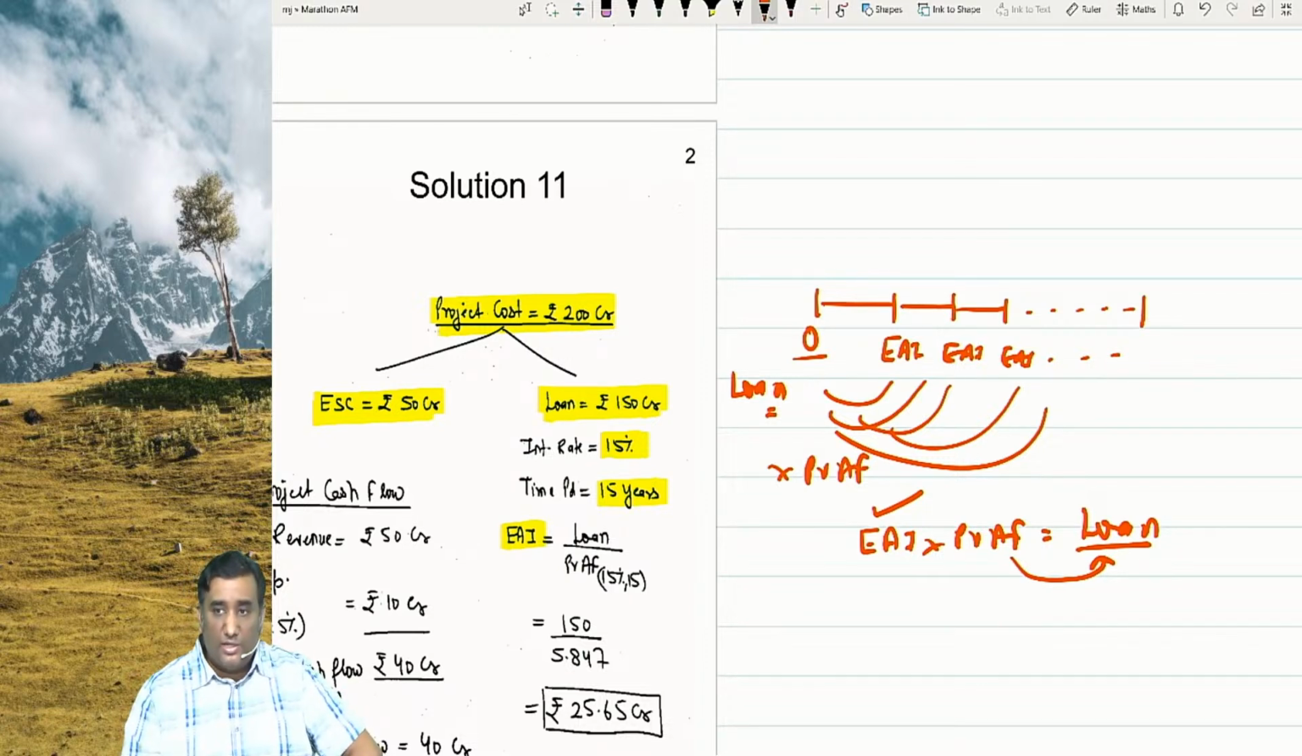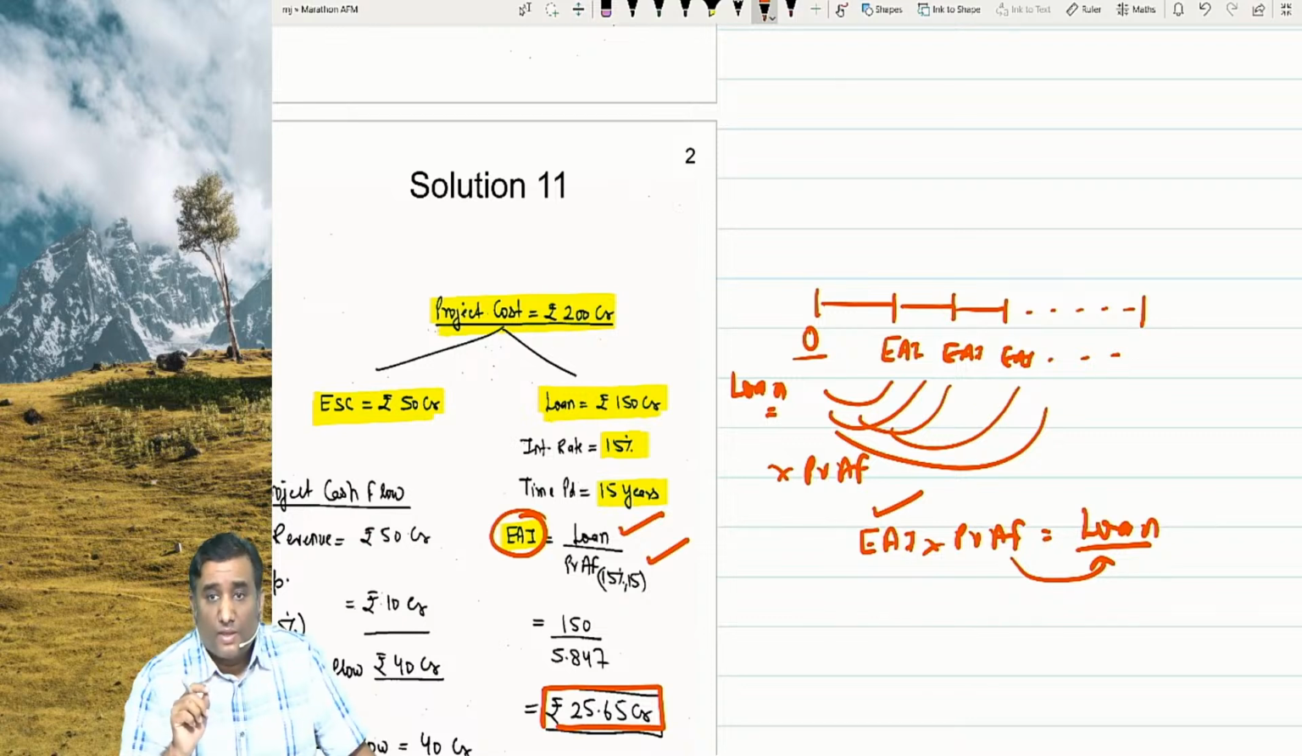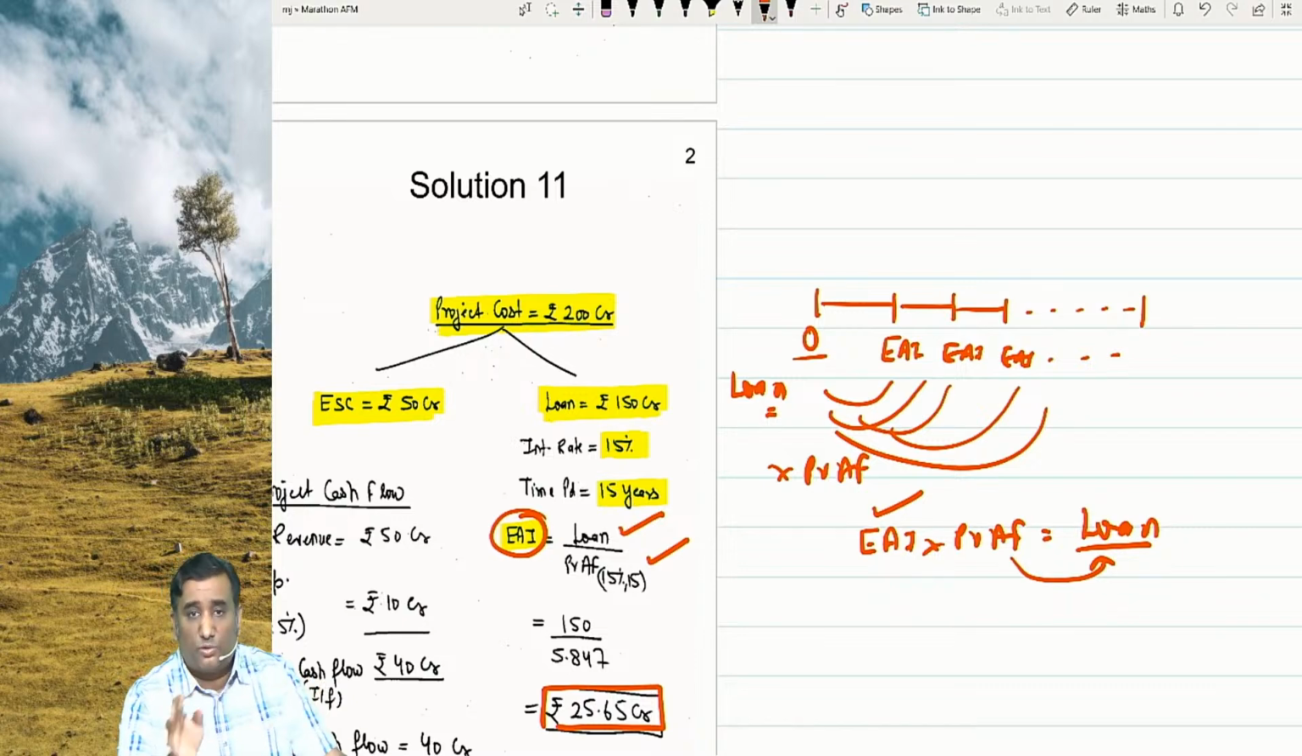So the equal installment would be equal to the loan amount divided by the annuity factor. Every year I would be paying how much? 25.65. So why does this become important? It becomes important because it will help you know the cash outflow. And the second reason is that you want to calculate how much cash has been invested by the equity holders, how much cash has been generated by the equity holders, and how much cash has been spent by equity and debt, both of whom may be earning.